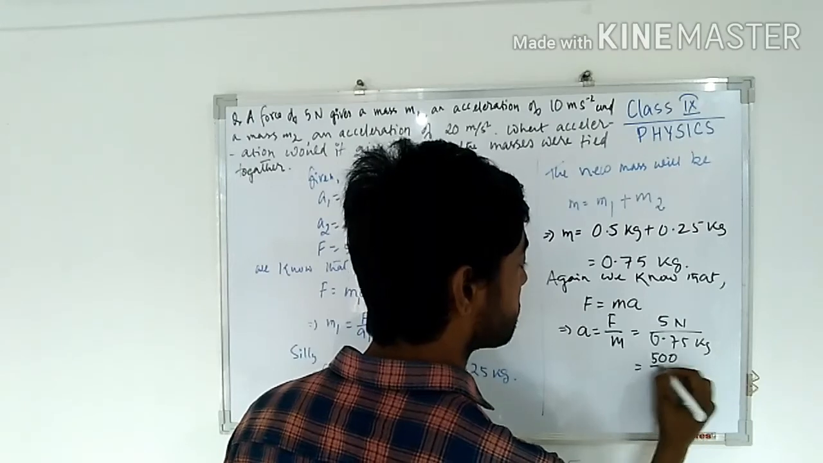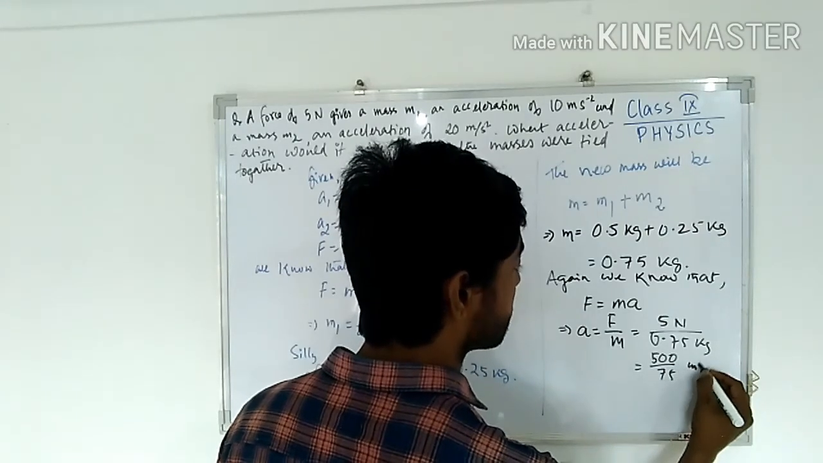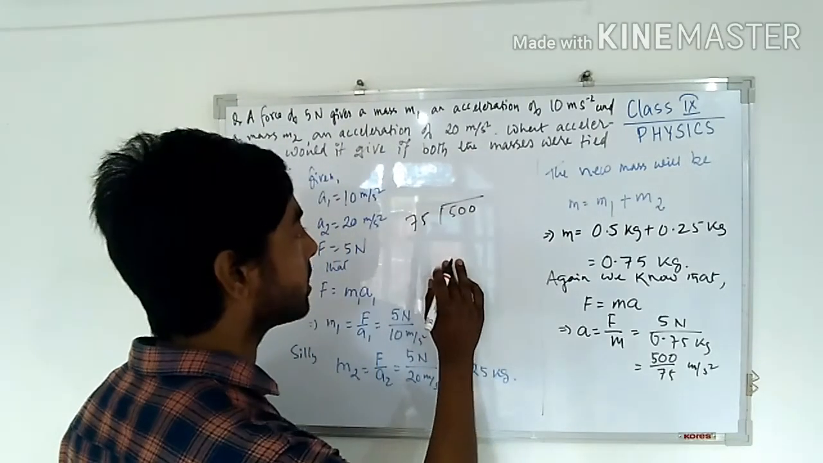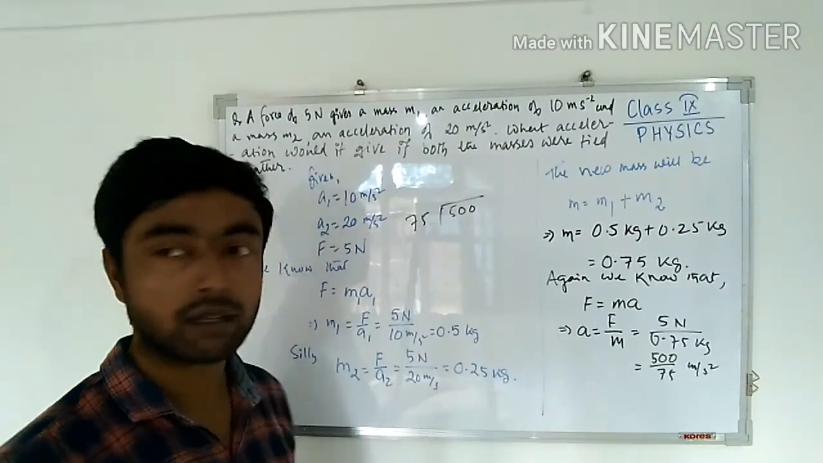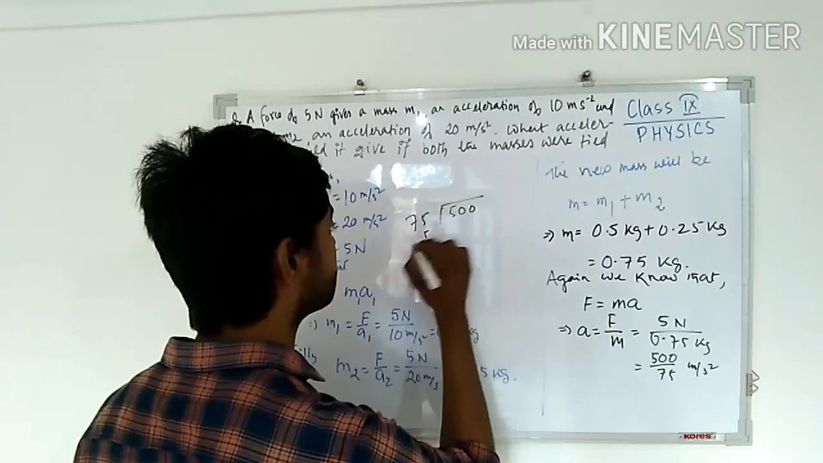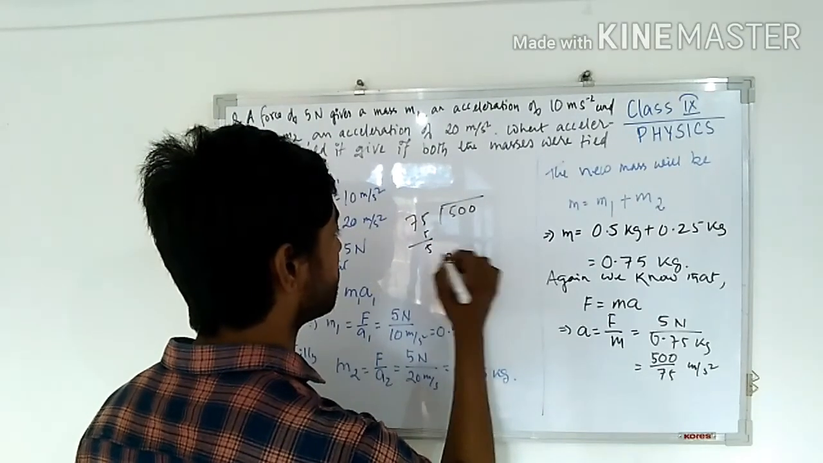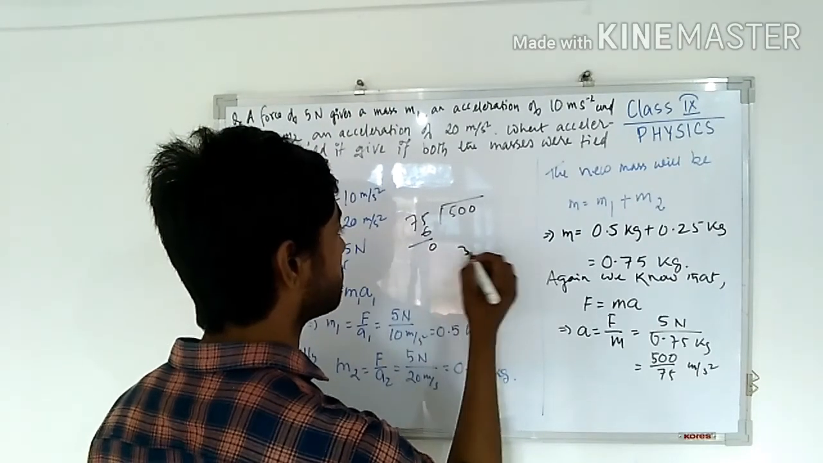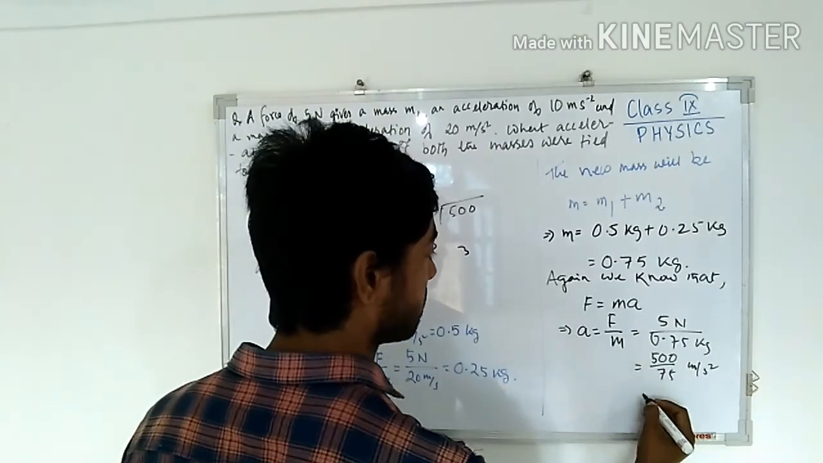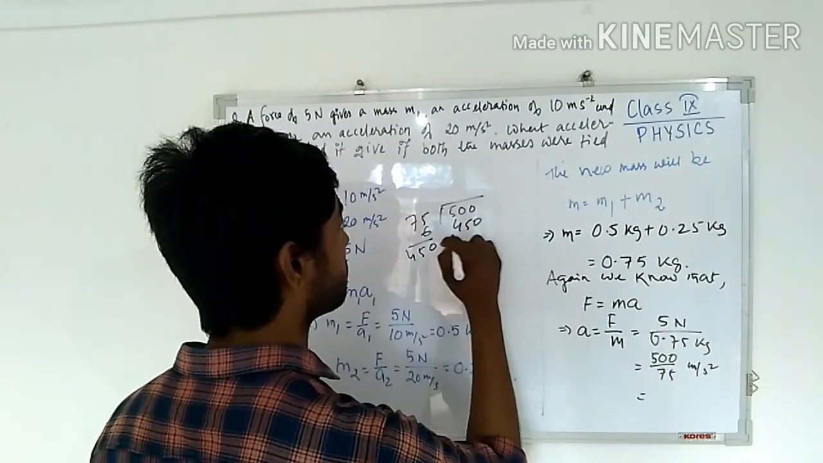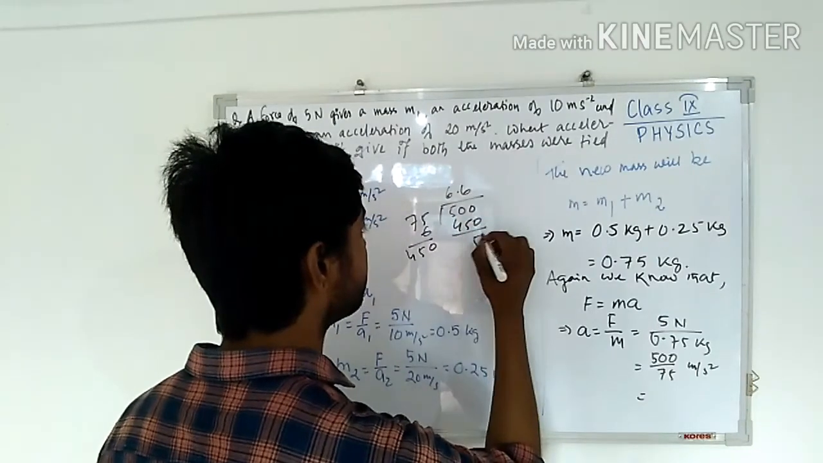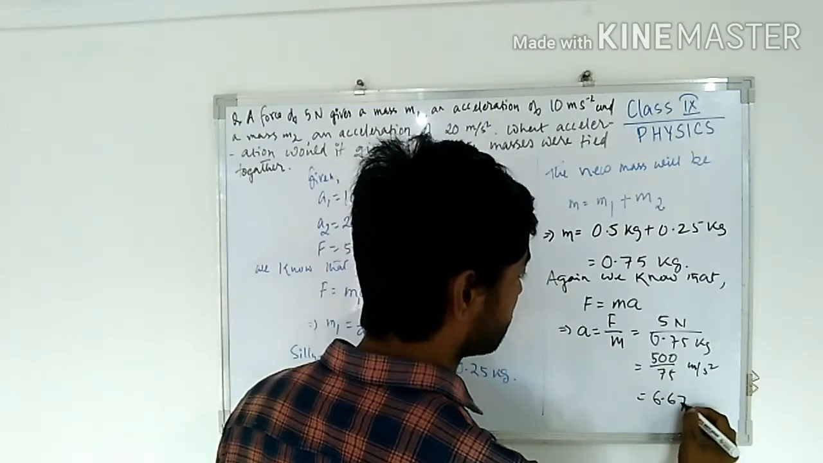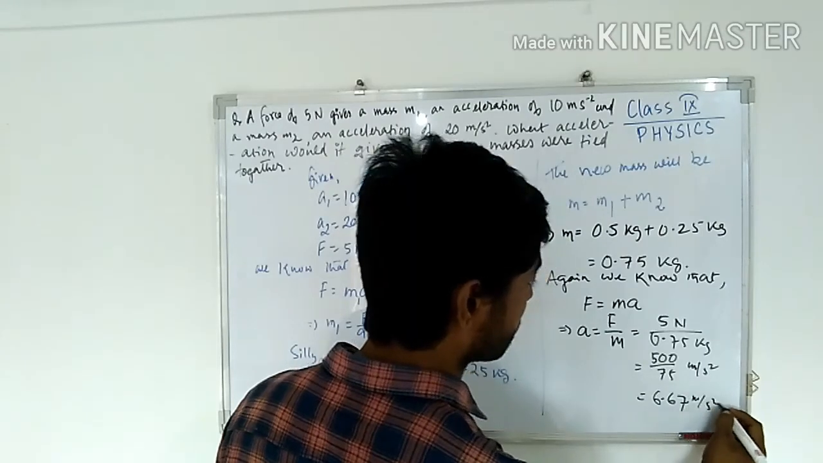500 divided by 75 मीटर पर सेकेंड स्क्वायर. इसका अगर करेंगे 500 को 75 से कितना टाइम जाएगा? देखो, 6 टाइम्स जाएगा, 6 टाइम्स 450 हो जाएगा. 6.6, आई थिंक 50 आएगा. 6.67 मीटर पर सेकेंड स्क्वायर. दिस विल बी द वैल्यू.